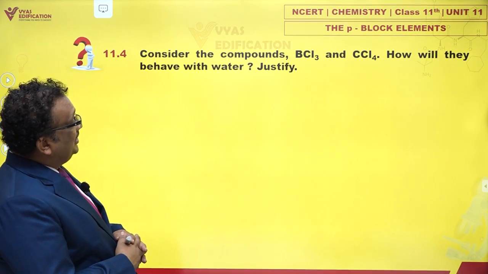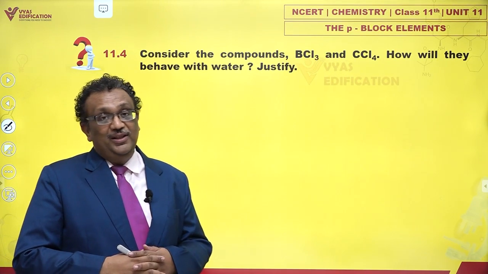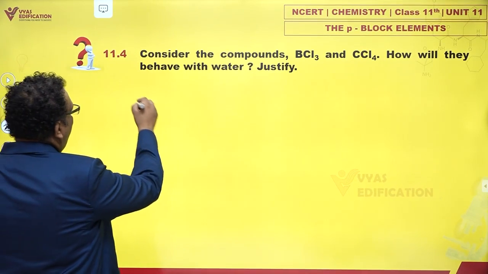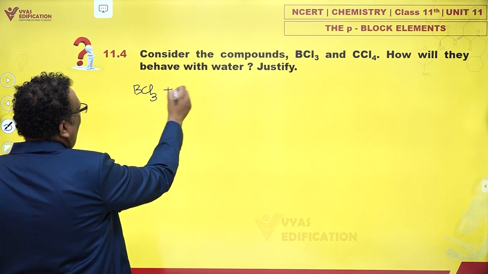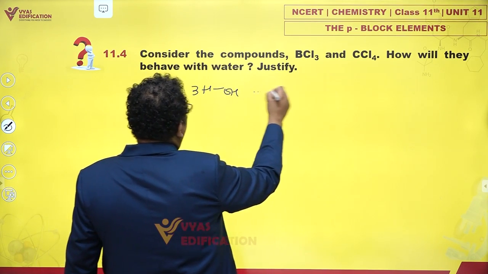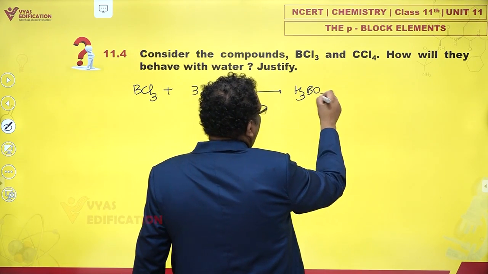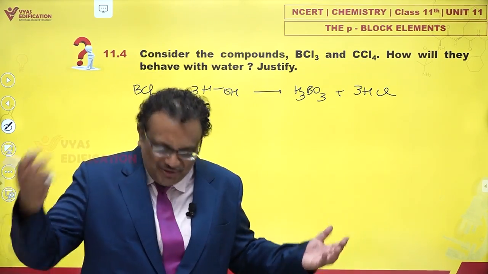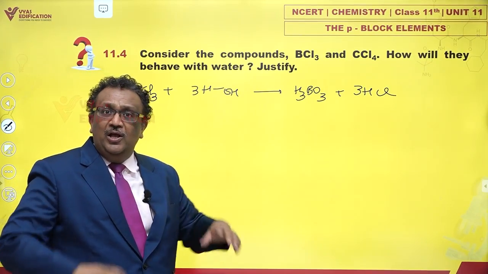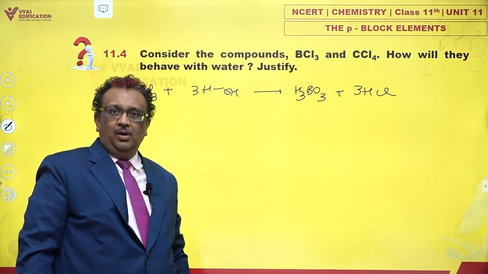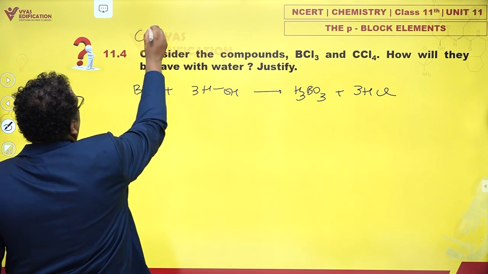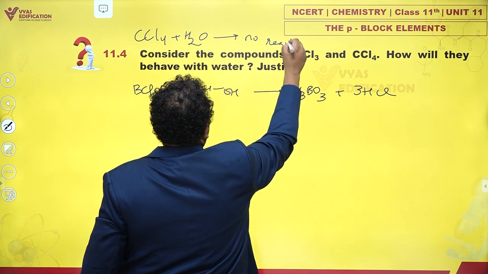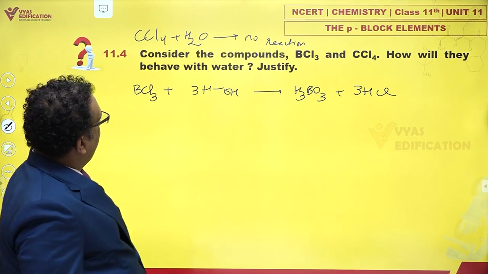Consider the compounds BCl3 and CCl4. How will they behave with water? Justify. Actually, BCl3 reacts very vigorously with water. Okay, it forms boric acid and hydrochloric acid. Wow, it releases HCl. Yes, it releases HCl. And what about CCl4? CCl4 doesn't react at all. How horrible. Yes, CCl4 plus H2O, you find no reaction at all at room temperature and pressure.